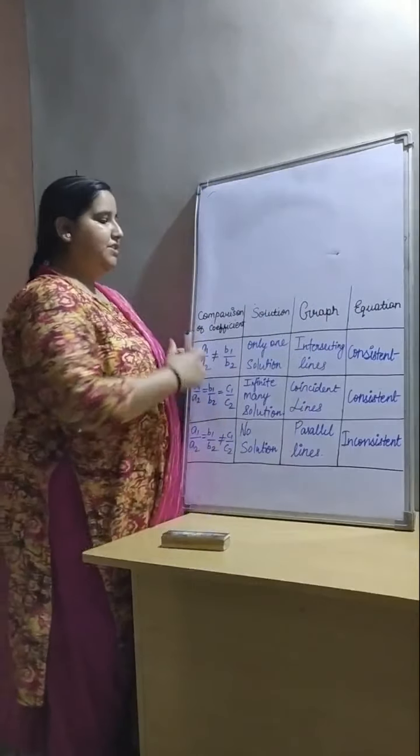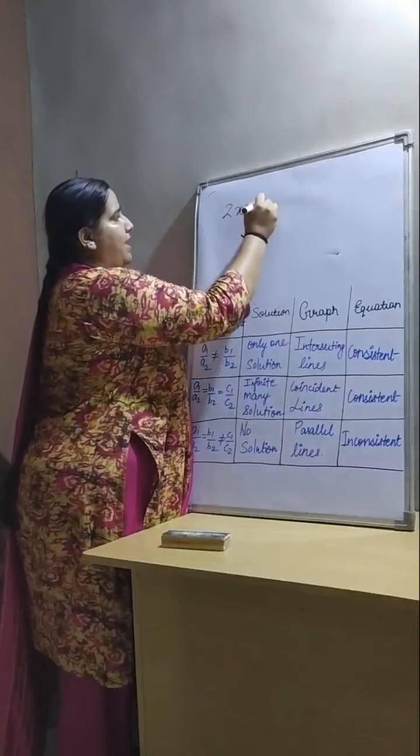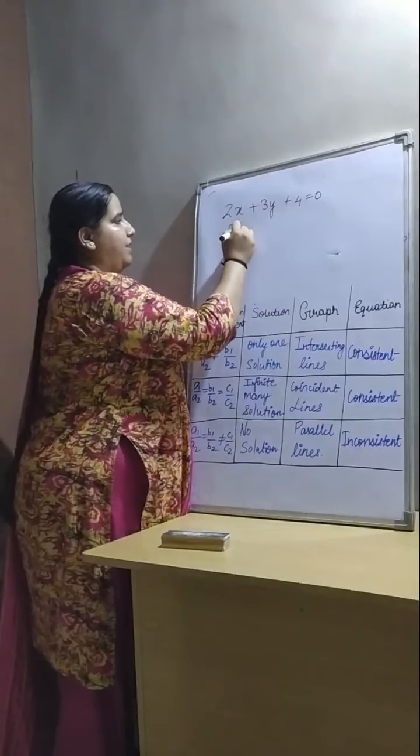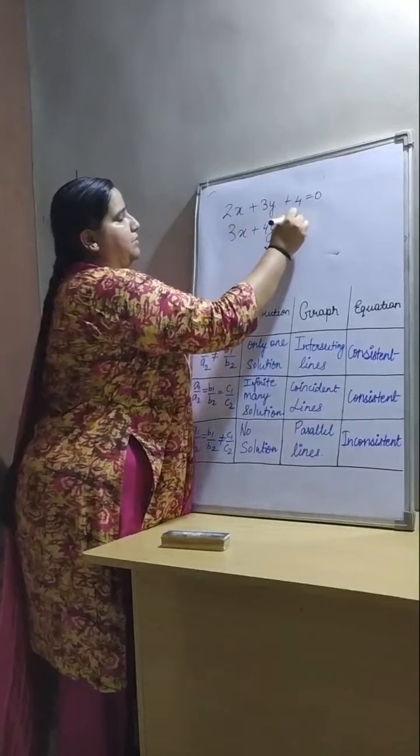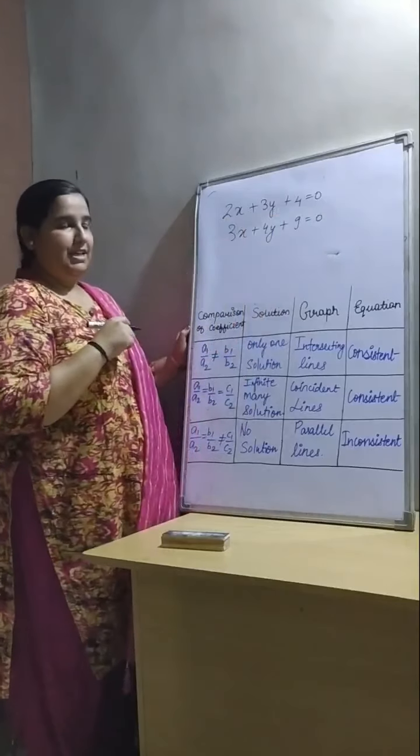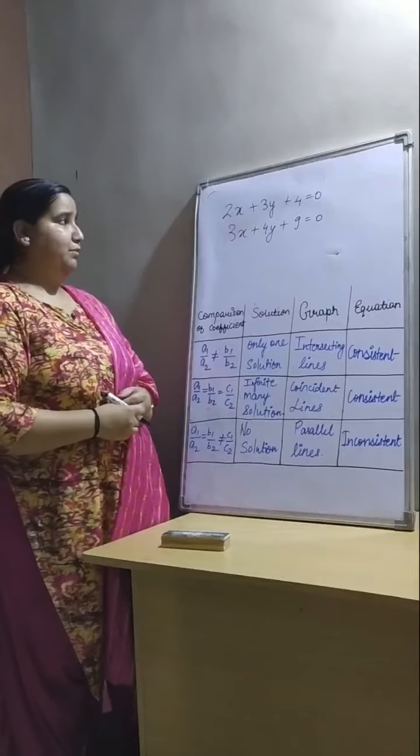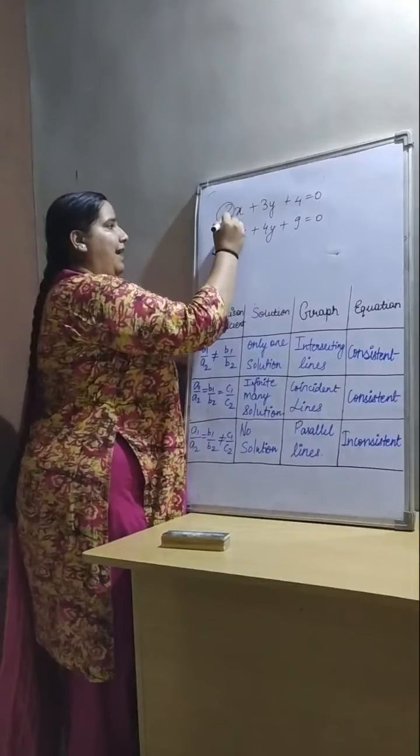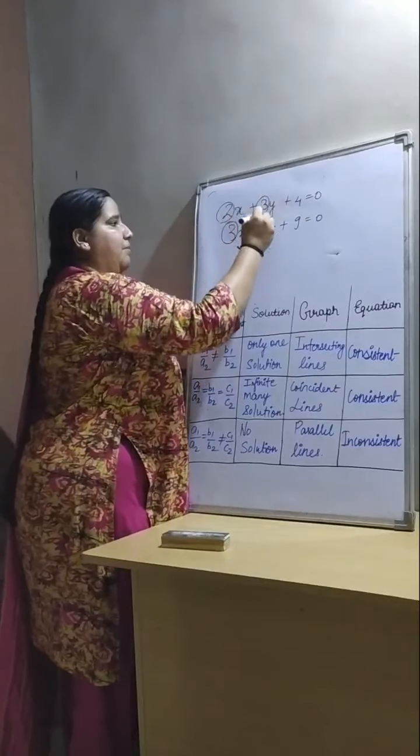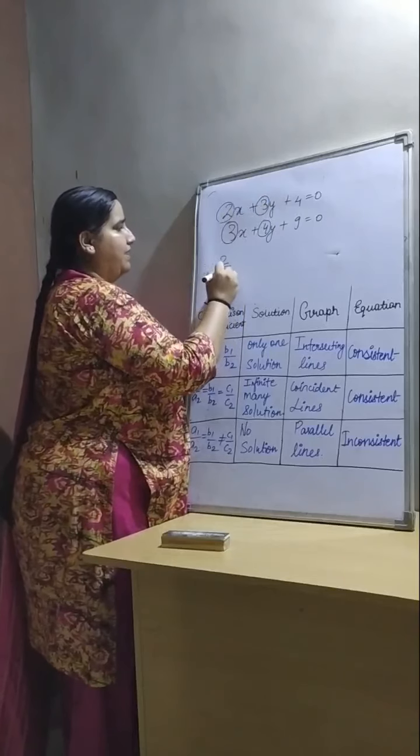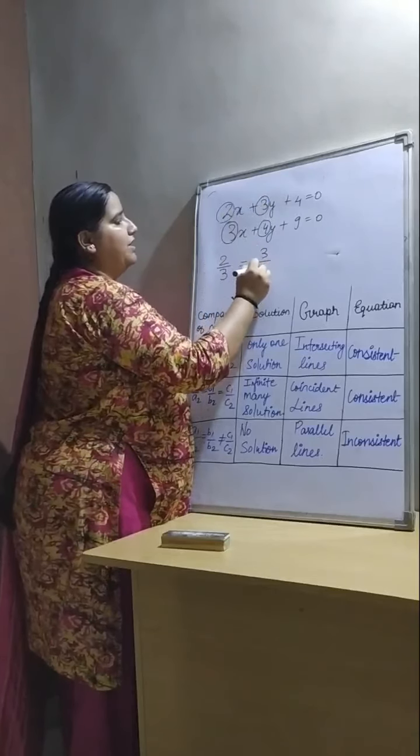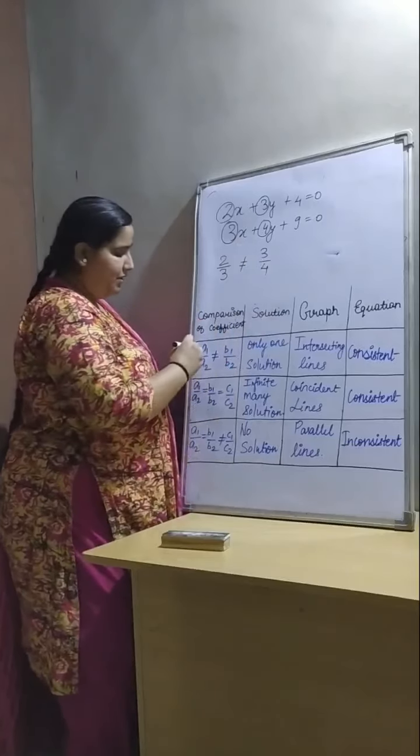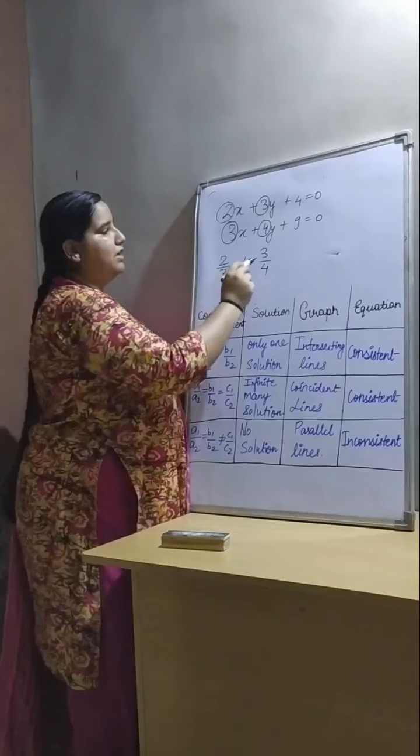Suppose I have a pair of equations as 2x plus 3y plus 4 is equal to 0 and 3x plus 4y plus 9 is equal to 0. We need to find the solution through the graphical method. What we need to do is compare the coefficients of these two equations. First, we compare a1 upon a2 to b1 upon b2. That means we check whether 2 by 3 is equal to 3 by 4 or not. Obviously, it is not equal. That means out of these three cases, the first case is going to happen.